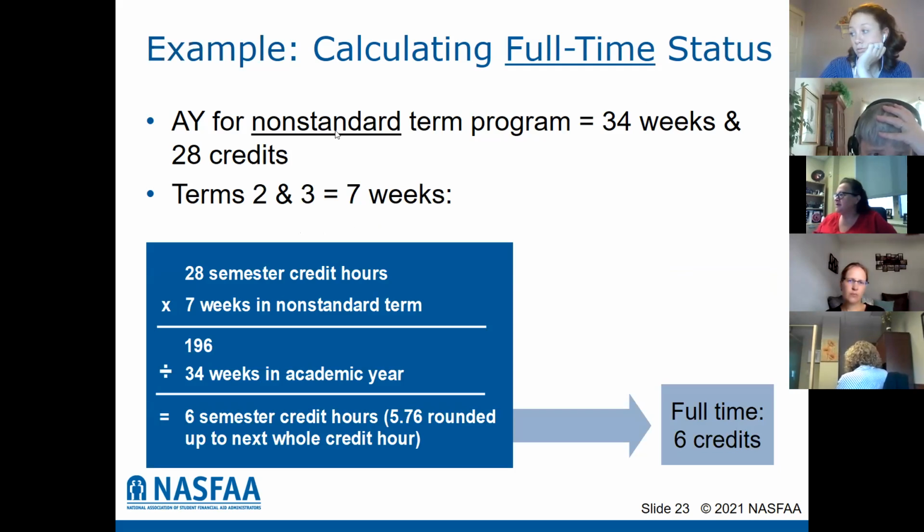Calculating full-time status, same thing. You want to look at the 34 weeks, the 28 credits, the terms, the total amount of weeks, and then you're going through basically the same criteria. Remember to round, okay? So round up to the next full number. And by the way, I'm going to give you a little bit of a sigh of relief. This is not on a quiz, okay?